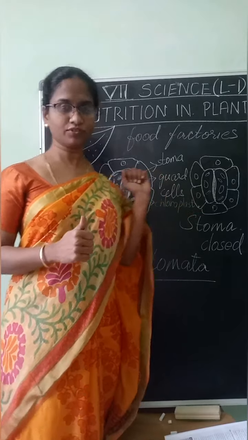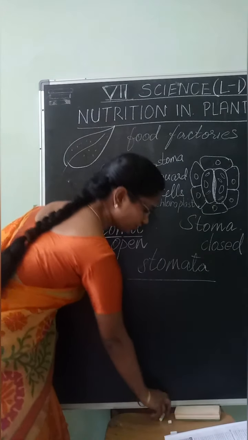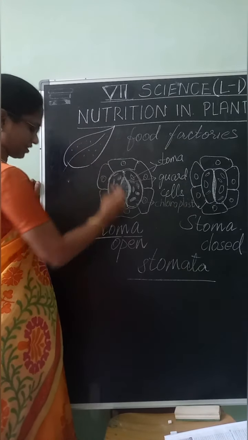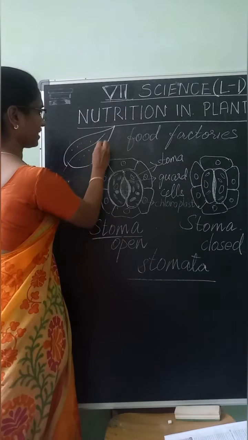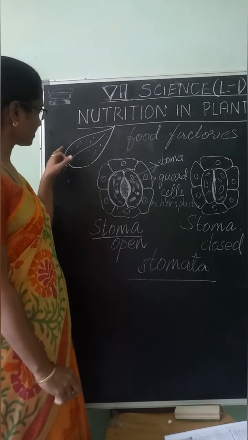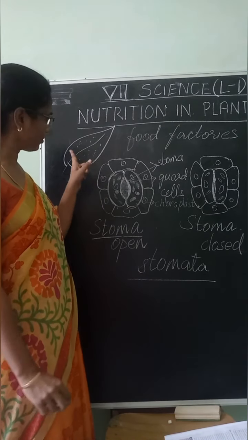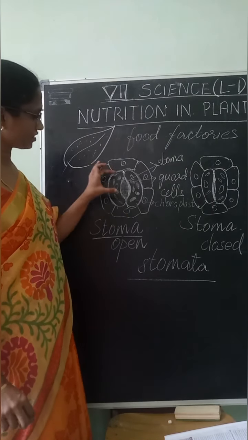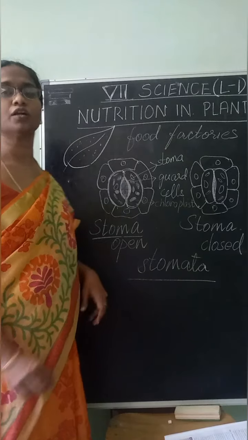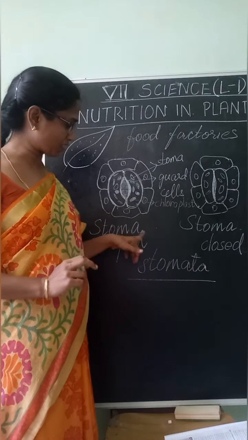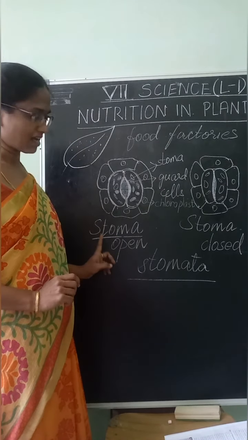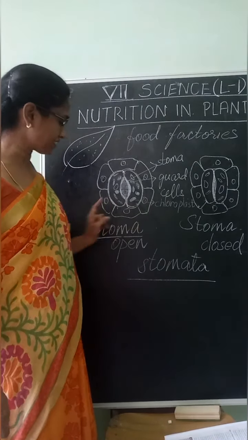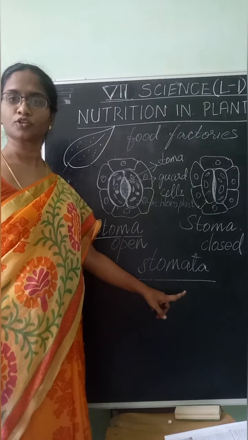Okay, now let's come to the leaf, children. On the leaf, you have tiny pores. These pores you can observe very clearly under the microscope. When you observe it under the microscope, you can see it this way. So this pore is called stoma. It is singular. And many pores together are called stomata. Singular is stoma, plural is stomata.